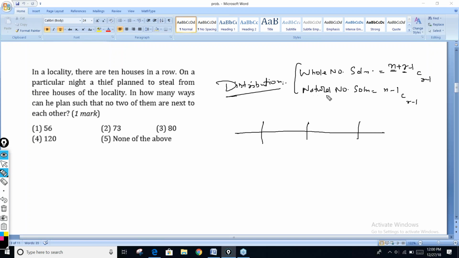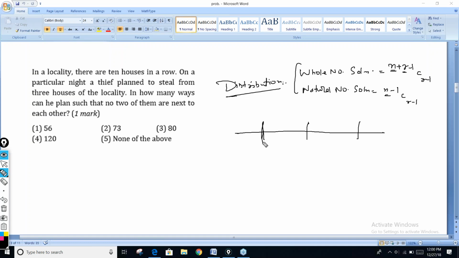What is the major difference? The major difference is we use the natural number solution when we must assign at least one thing, because in natural number we cannot take 0, but whole number we can use when we can assign 0 things. So let's look at the solution now.